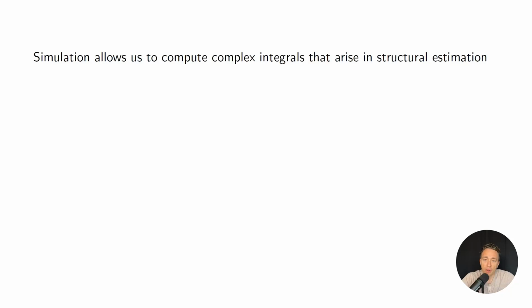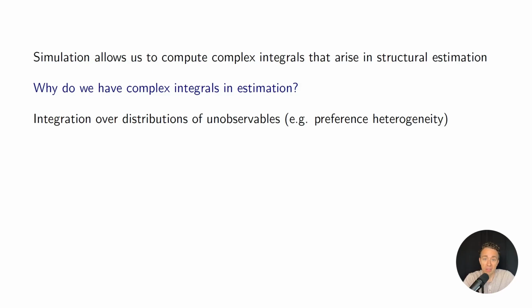And before we get too far into this, let's just remind ourselves how simulation is helpful when we have integrals in our structural model. And the first question might be, why do we have integrals in our structural model in the first place? Well, typically this will come from two different sources. The source we talked about in an earlier video was preference heterogeneity. Typically, we need to take some integral over some distribution of unobservables in order to take an expectation. And that could be over the distribution of unobservable preferences that might differ across different decision makers in our population that we're analyzing.